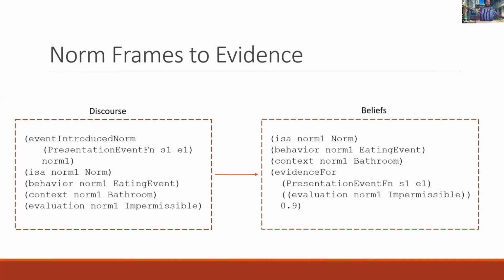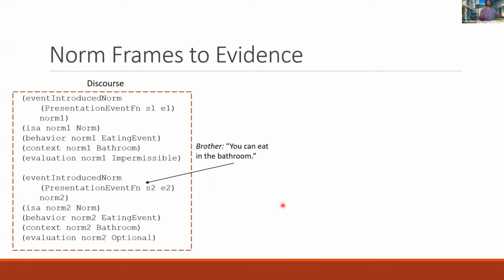The agent possesses a logical environment for its beliefs. This norm frame is then stored in the beliefs, but the relevant slot, evaluation in this case, what it provided evidence for, is stored in this evidence-for representation. Okay, and here's an example. Say that the system gets another statement, say its brother says, you can eat in the bathroom. New norm frame introduced in the discourse, right? But it has the same behavior and context, eating event and bathroom, but a new evaluation.